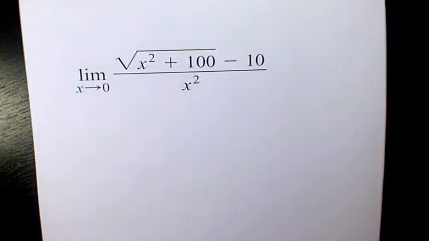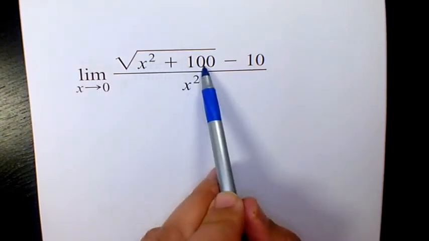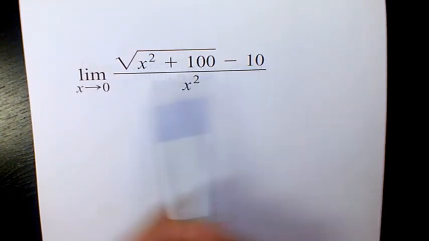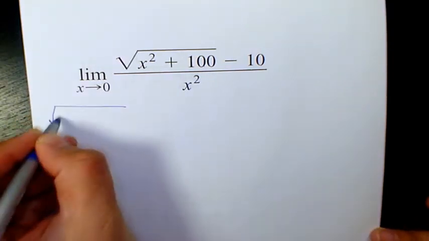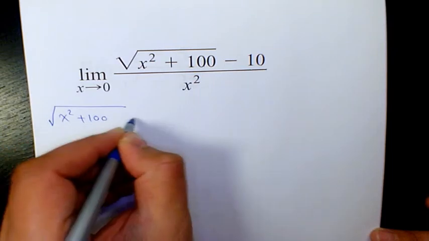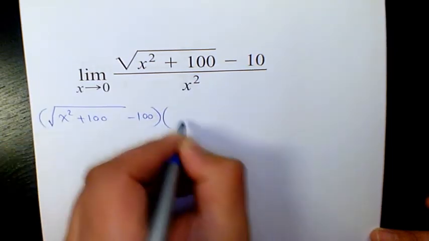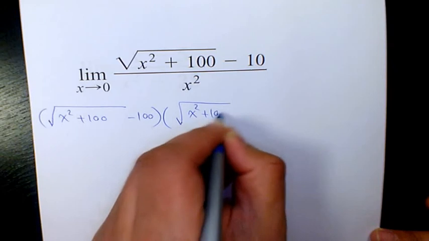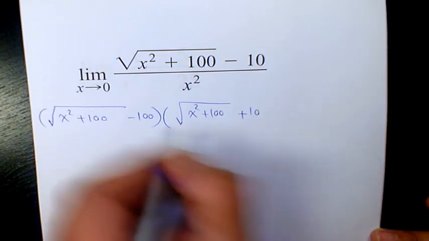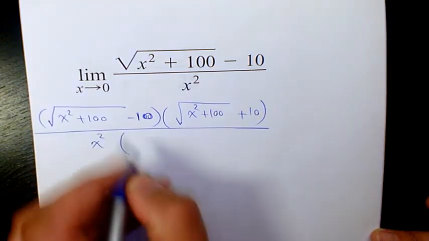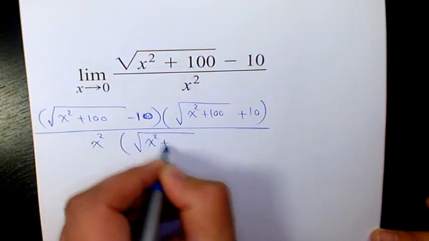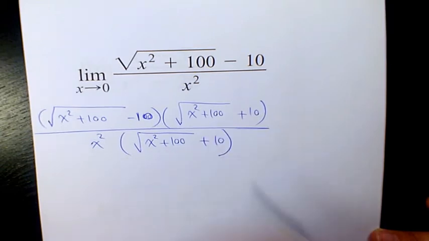Next example, the square root of x squared plus 100 minus 10, divided by x squared. It's going to be 0 over 0. Let's see what we can do. We can multiply by the conjugate of the numerator. So it's going to be the square root of x squared plus 100 minus 10 times the square root of x squared plus 100 plus 10, divided by x squared times the square root of x squared plus 100 plus 10.